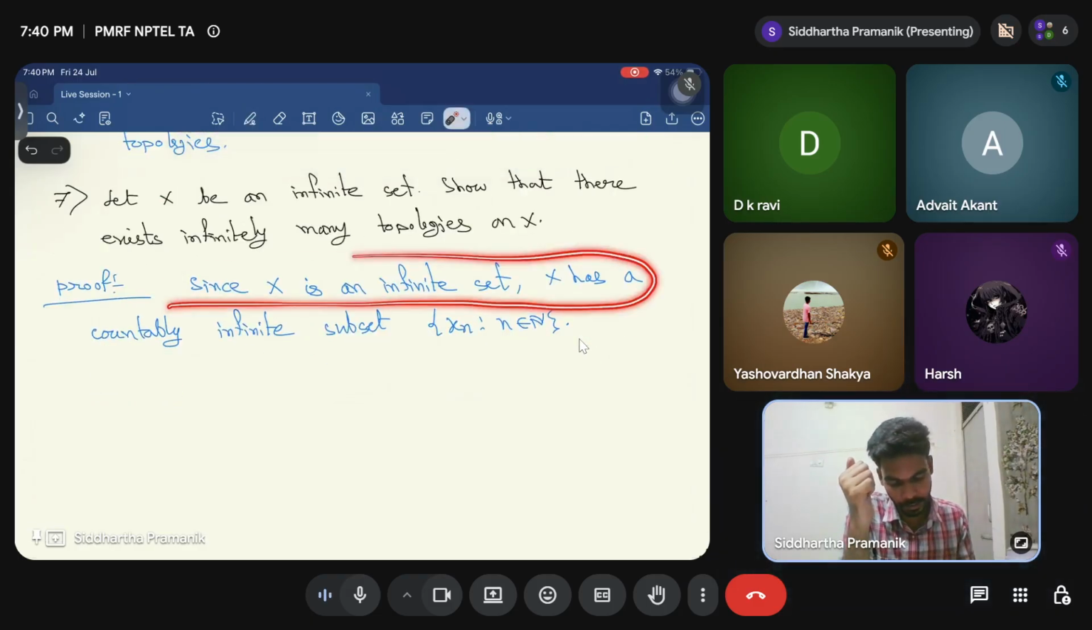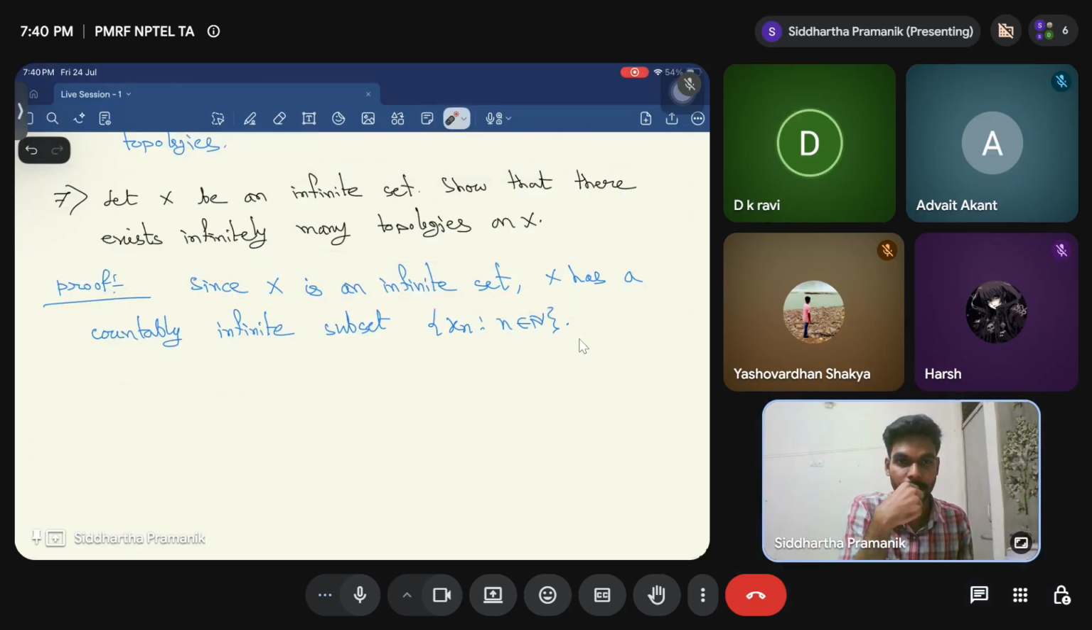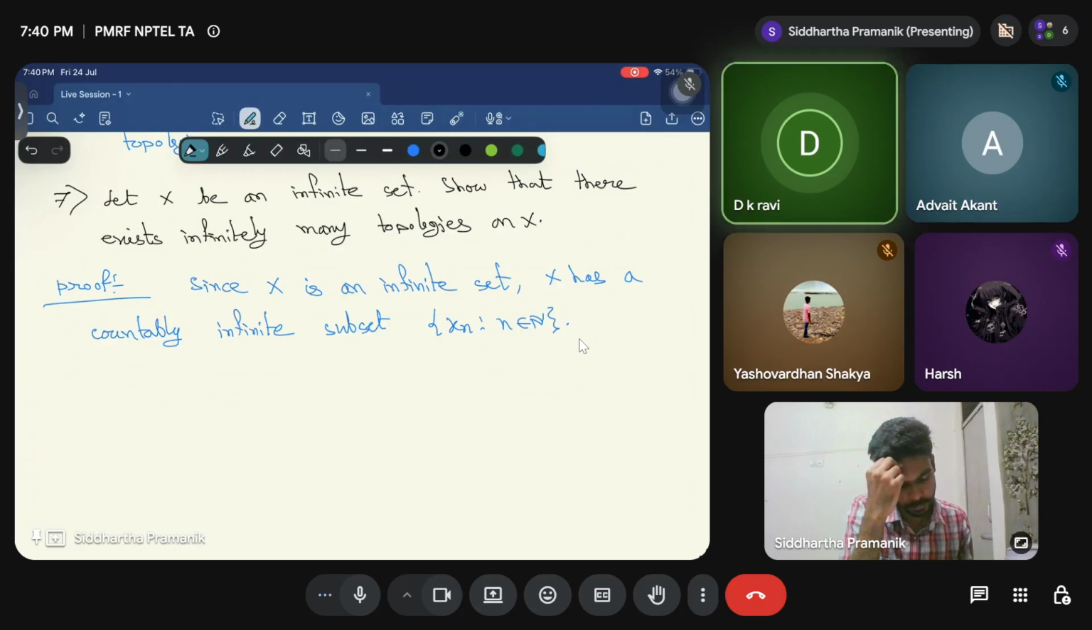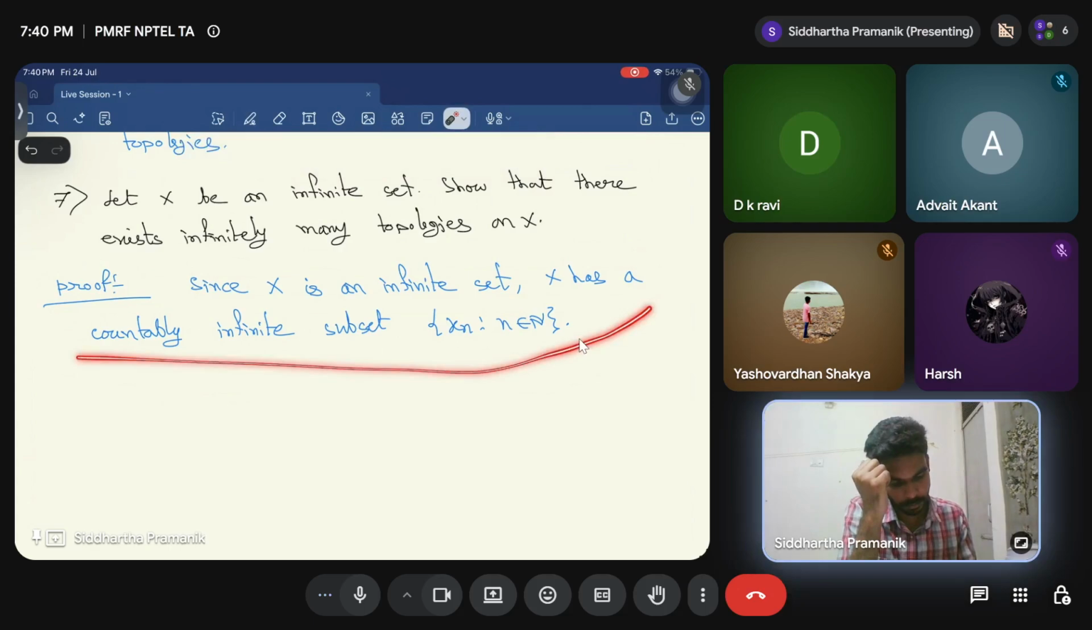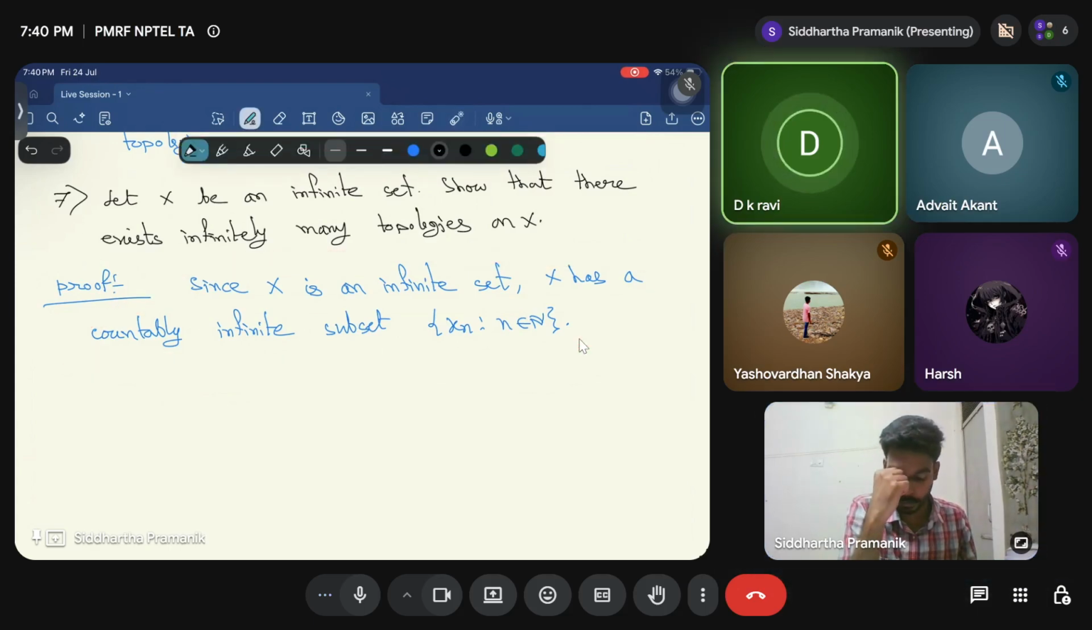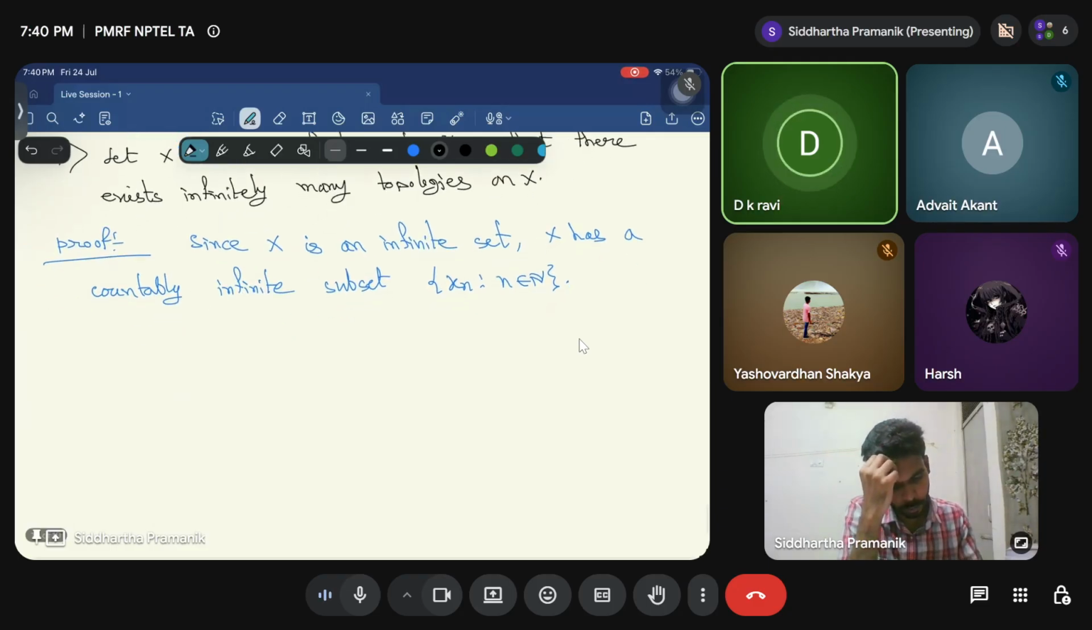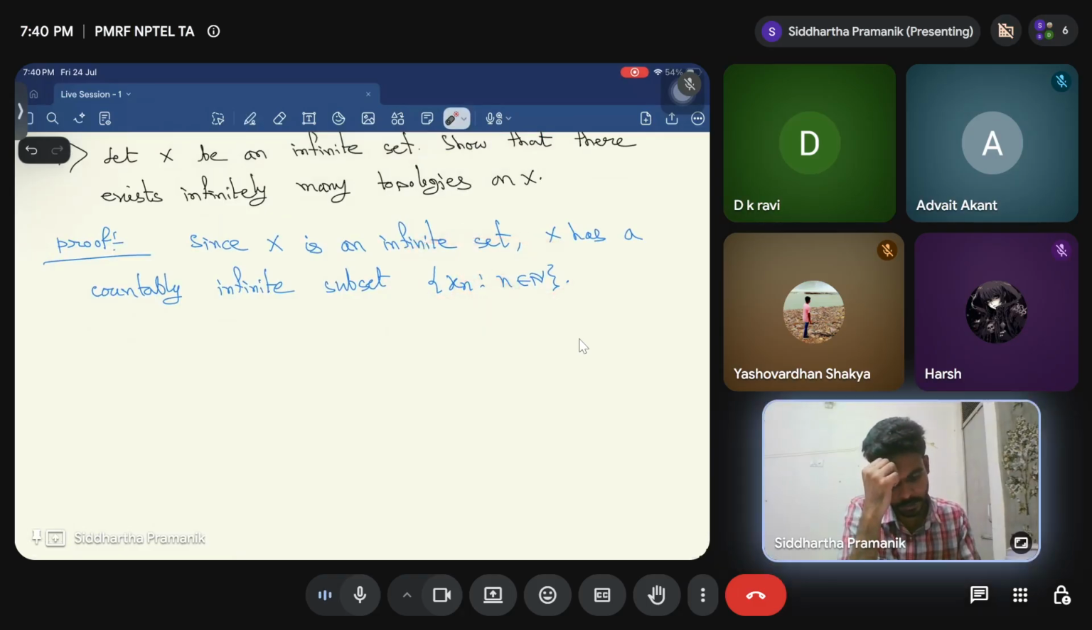Since X is infinite, it has a countably infinite subset. Every infinite set has a proper countably infinite subset. How to prove this statement? Suppose we take the natural numbers, then I remove one element, and I can get the bijection map from 2, 3, 4, and so on. But how do we get this countably infinite subset from an infinite set?